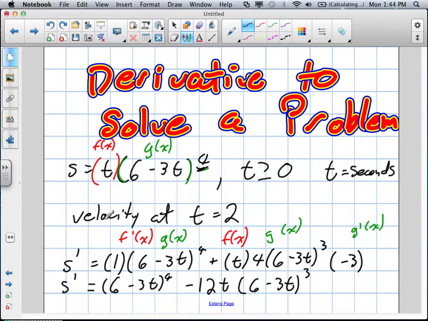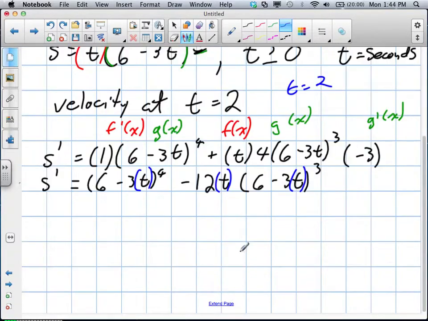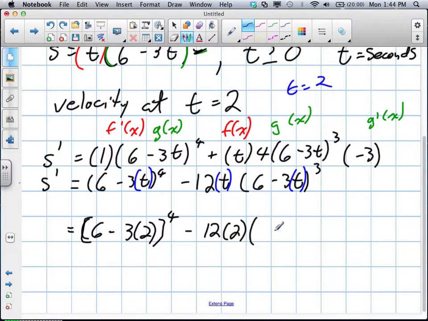Well, now that I have s prime, remember, instead of expanding and simplifying everything, let's just plug our number in. We're looking at t when it's equal to 2. So we're going to substitute t, the number 2, in for all of these. So we go about that. We're going to be left with 6 minus 3 times 2, all to the power of 4, minus 12 times 2 times 6 minus 3 times 2 to the power of 3.